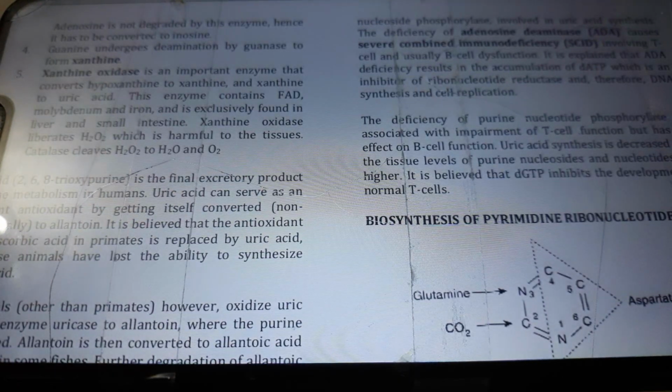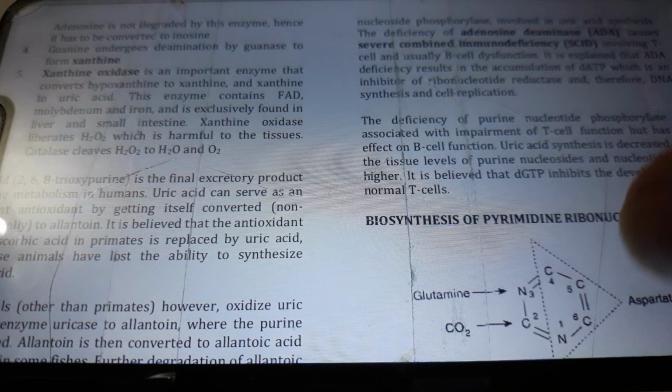See the definition. The deficiency of adenosine deaminase (ADA) causes severe combined immunodeficiency, SCID, involving T cell and usually B cell dysfunction. It is explained that ADA deficiency results in the accumulation of ATP, which is an inhibitor of ribonucleotide reductase and therefore DNA synthesis and cell replication.